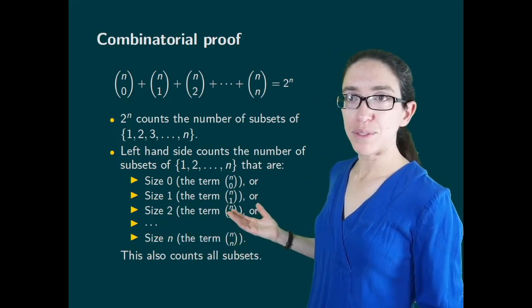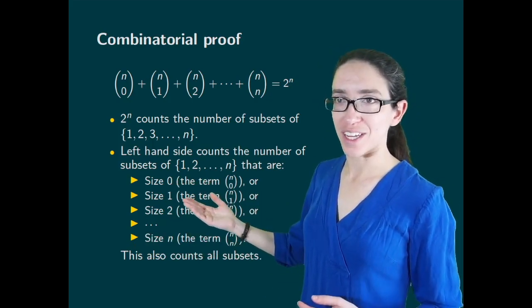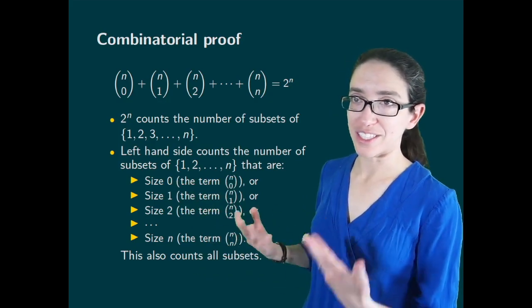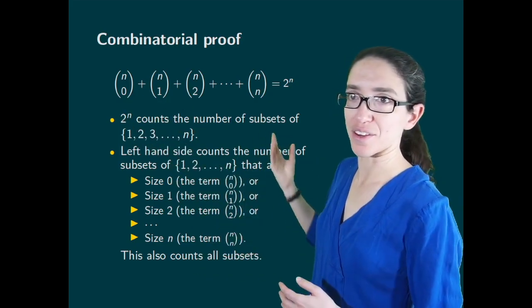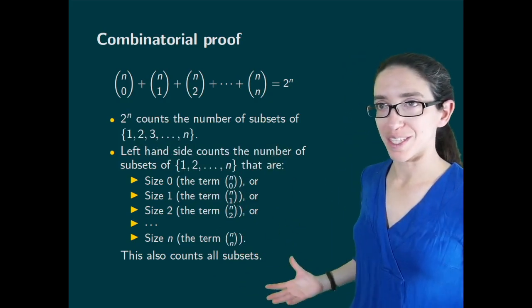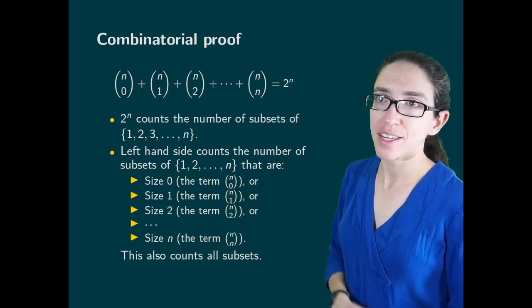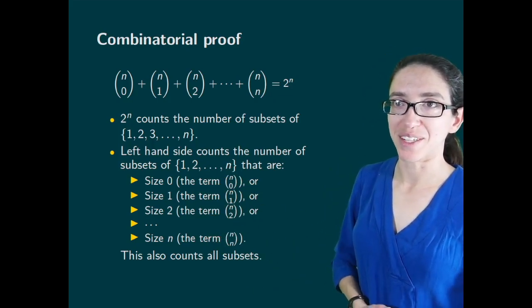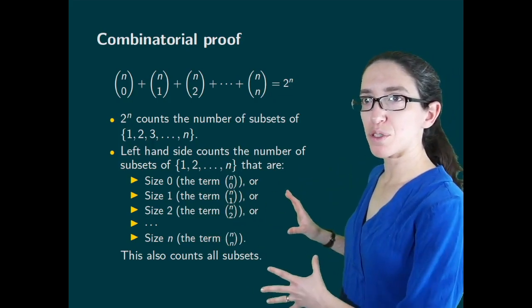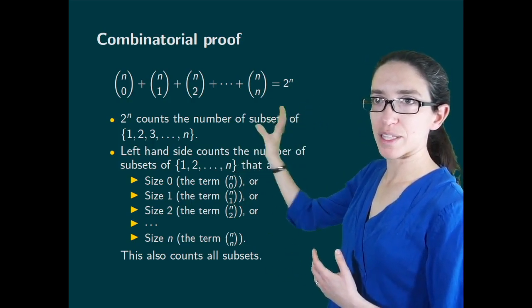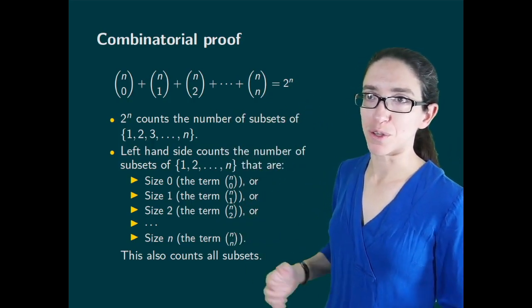And each subset is either size 0 or size 1 or size 2 or up to size n. And when we use OR, we use the addition principle, so we add all of those together. And so this also counts all of the subsets, because every subset has some size between 0 and n, depending which elements you choose as your subset. So this is a combinatorial proof. We've shown that the subsets are counted in two ways, either by this formula or that formula. And so the two formulas are equal.